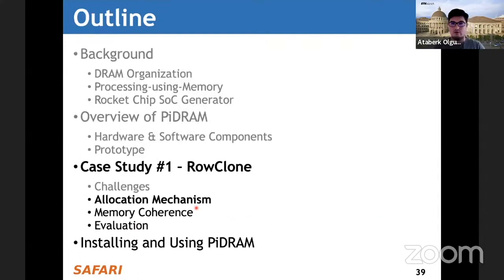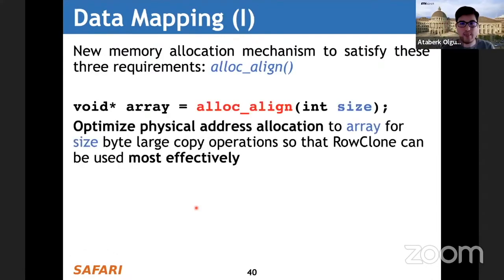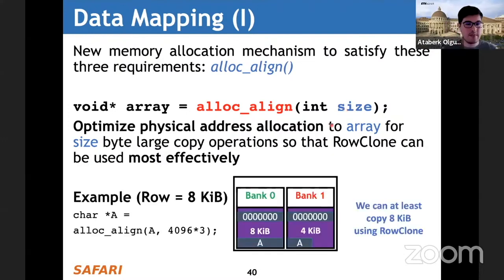To solve this challenge, we developed a new allocation mechanism, and I will describe this one next. This allocation mechanism satisfies the three requirements that I talked about, and it's called alloc-align. What it does is it tries to optimize physical address allocation for large copy operations, so that RowClone can be used most effectively. And this will become more clear as I go on.